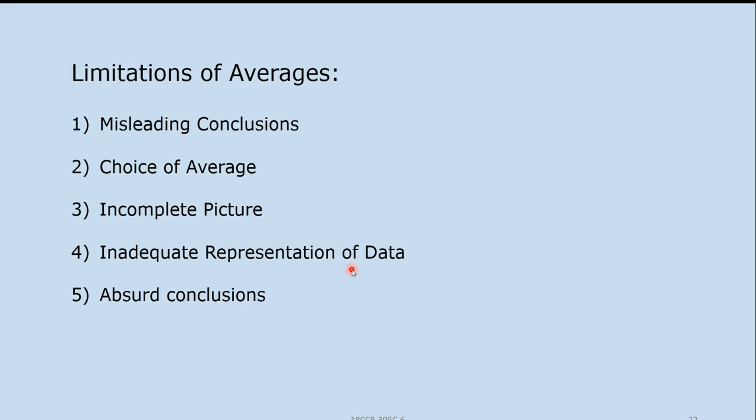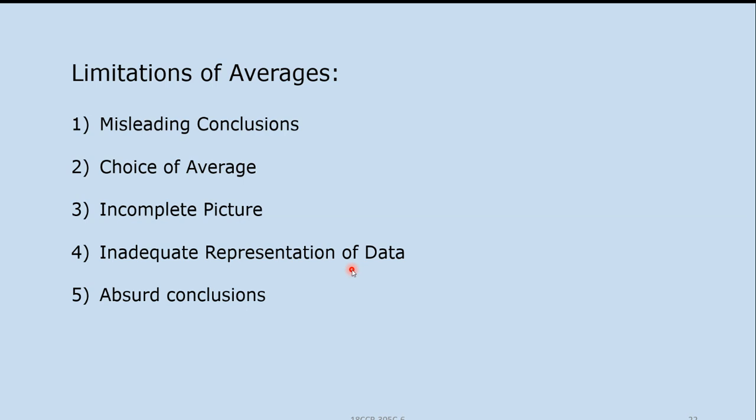Next is limitations of averages. There are some limitations to these averages. Limitations means this we cannot do. Some work we cannot do. Some conclusions we cannot come to. Some decision making we cannot make just by taking an average like that.